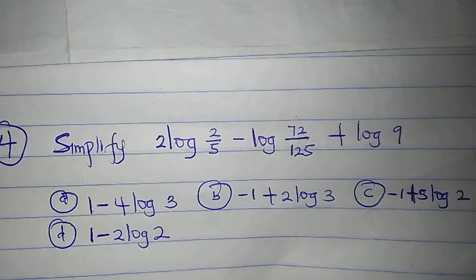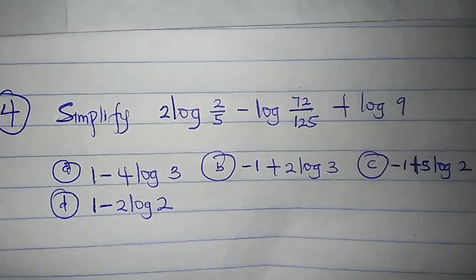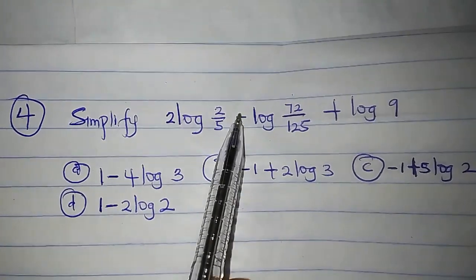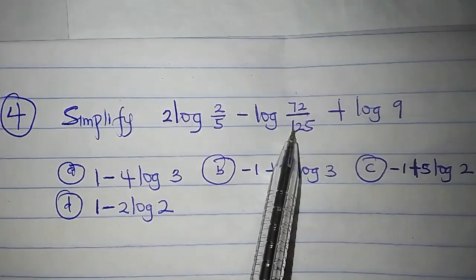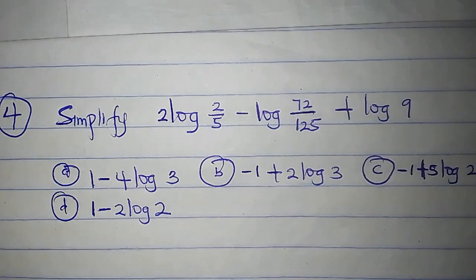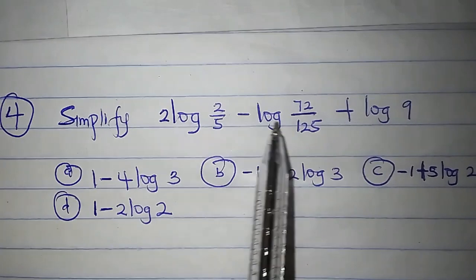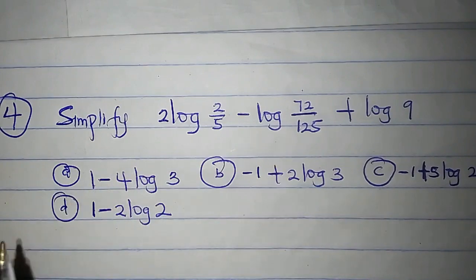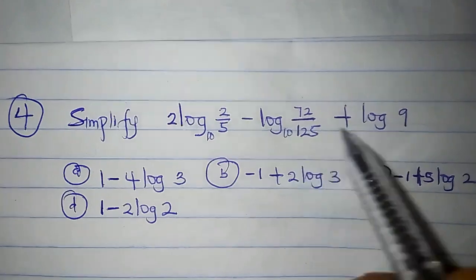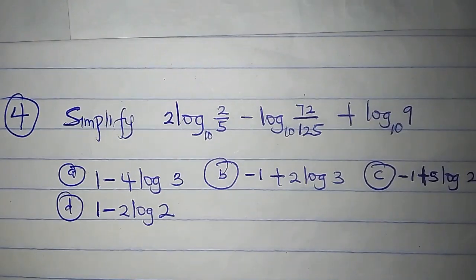Alright, so let's handle this particular log in question 4. I want to simplify this log. Now see how it is done. This is 2 log 2 over 5 minus log 72 over 125 plus log 9. Now, I explained the concept earlier that if you see a log without a base, the base is 10. Of course, all the logs here have no base physically, but they have a base of 10. I can put 10 there.